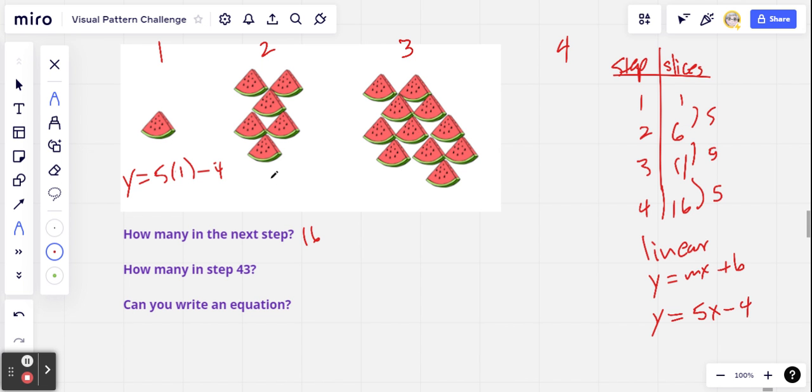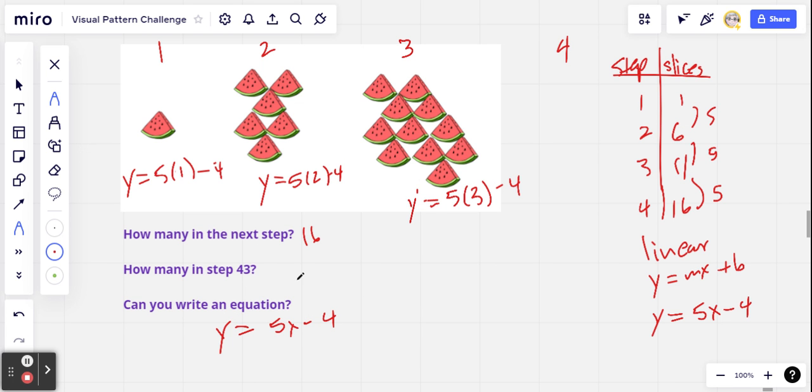So in step 2, we would get y equals 5 times 2 minus 4. So does that work? 5 times 2 would be 10, minus 4 is 6. Yes. How about in step 3? Y equals 5 times 3 minus 4. And that would be 15 minus 4 is 11. Yeah, this seems to be working. So we can be pretty confident our equation is y equals 5x minus 4.